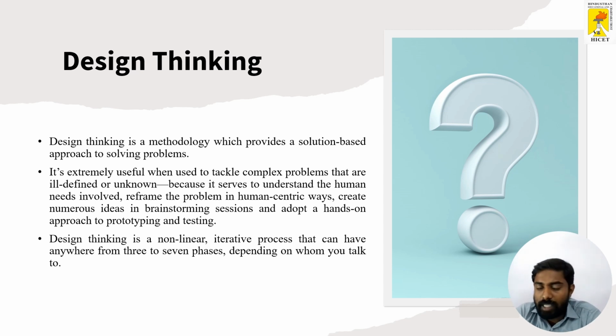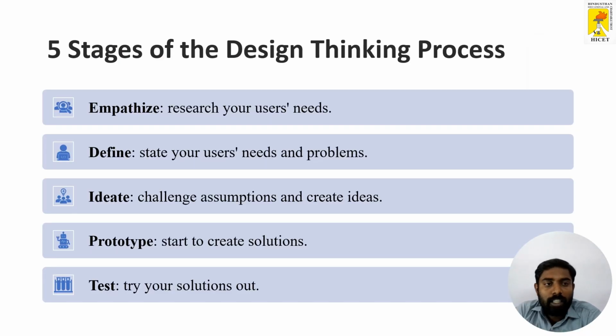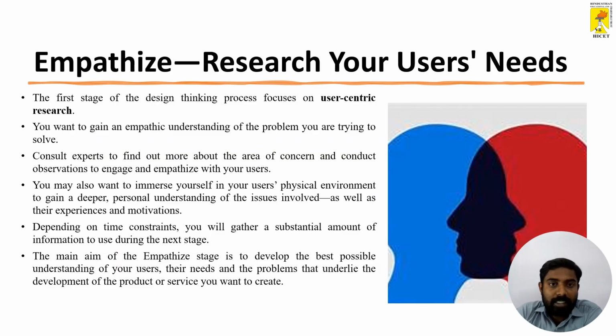Learning about the 5 stages of design thinking will empower you and allow you to apply the methodology to your work and solve the complex problems that occur in our companies, our countries, and across the world. Design thinking is a non-linear and iterative process that can have anywhere from 3 to 7 phases depending on whom you talk to. The 5 stages of the design thinking process are: empathize, research your user needs; define, state your user needs and problems; ideate, challenge assumptions and create ideas; prototype, start to create solutions; test, try your solutions out.